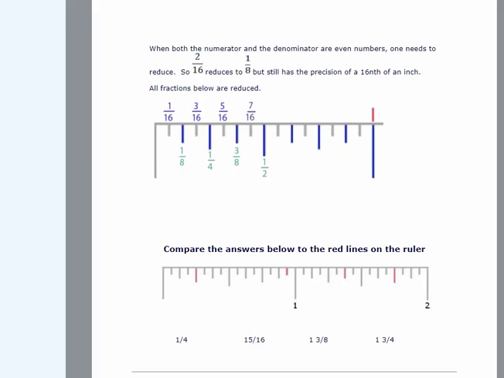Now when both the numerator and the denominator are even numbers, one needs to reduce. So 2/16 becomes 1/8. You can see right here, that's where the 2/16 would be. And that of course reduces to 1/8. It still has the precision of a 1/16 of an inch, but all fractions need to be reduced.